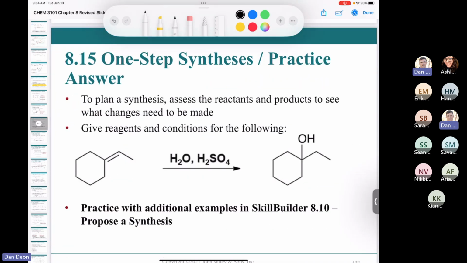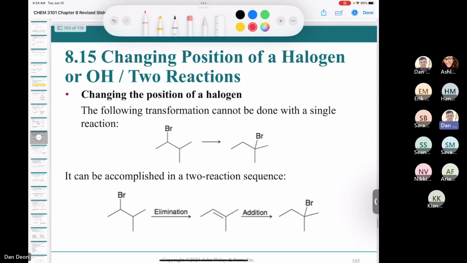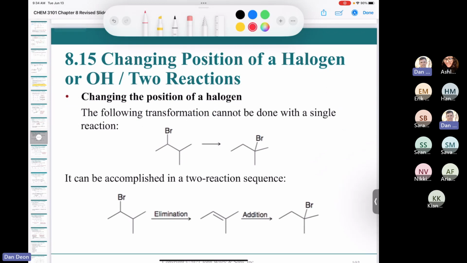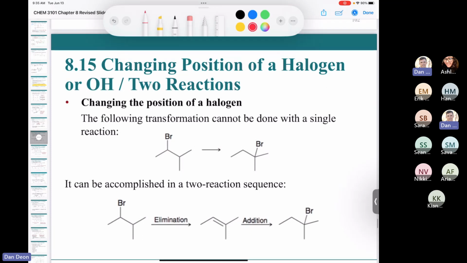And if you're saying, well, you wrote H3O plus, well, I've gone over this with you many times that when you combine water and sulfuric acid, what's the major species in solution is going to be a hydronium ion. Right, moving a functional group or a halogen around requires a solid knowledge of substitution and elimination. Right, you need to know your Markovnikov and your anti-Markovnikov addition. You need to know your hindered bases and your unhindered bases.